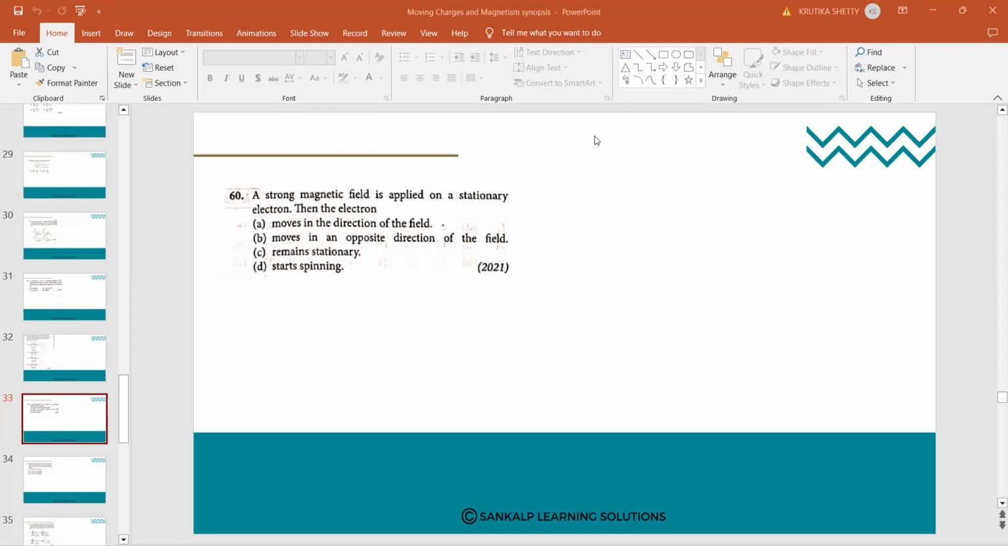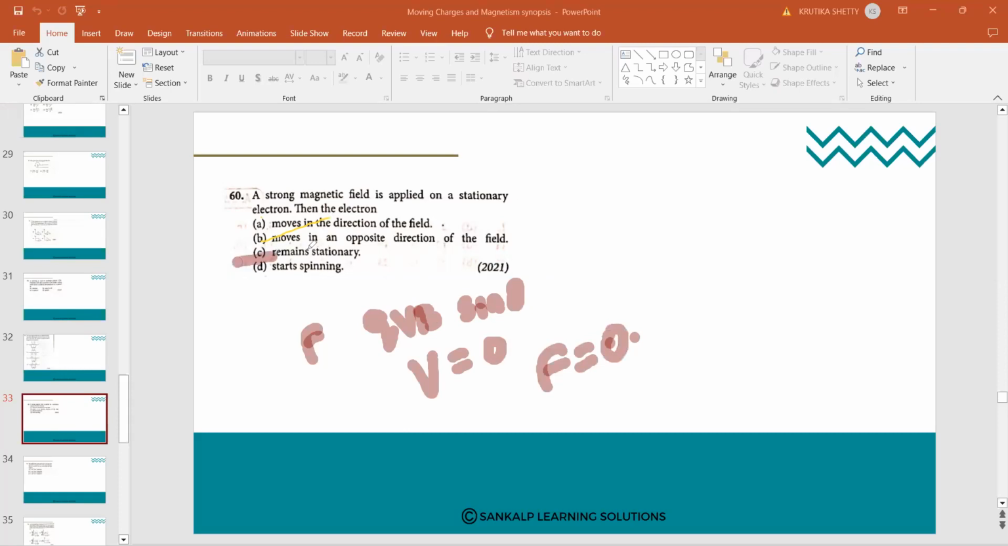So for the electron, force F is equal to QVB sin theta. What are they saying? It is at rest. So when it is at rest, V is equal to 0. So if V is equal to 0, the magnetic force will also be 0. F will be 0. So therefore we can say that it remains stationary. Option C is the correct answer.